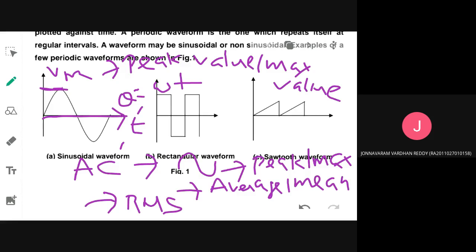So what are the examples for non-sinusoidal waveforms, sir? Angular waveform.